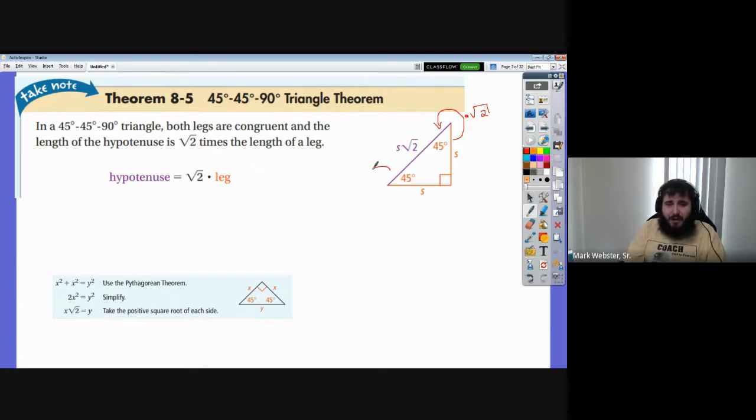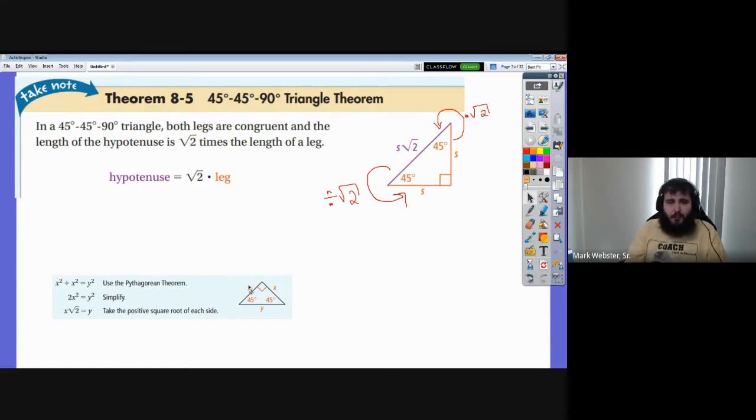If I've got the hypotenuse and I want to figure out what the leg side is, all I have to do is divide by radical 2. So that's all we're doing here. If you're given the side, times radical 2 to find the hypotenuse. If you're given the hypotenuse, divide by radical 2 to get the other side.